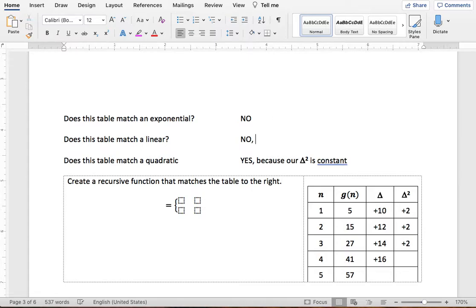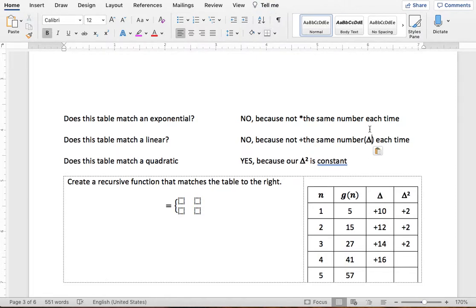Sure, let me write these here. No, it's not exponential because it's not times the same number each time. It's not linear because it's not plus the same number each time. And for this one, that was us looking at the change column. Okay, so we now know this is a quadratic. So let's create a recursive function that matches that quadratic.